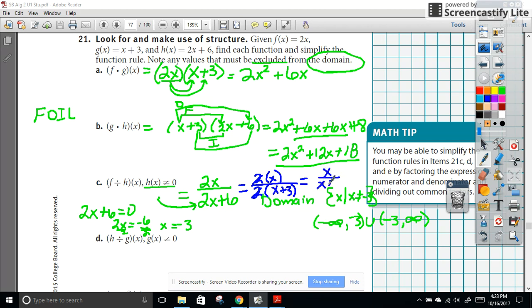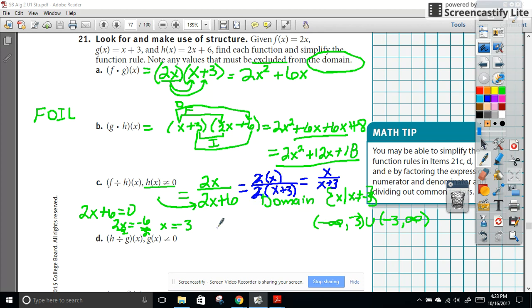But be careful, don't try to reduce that x with that x, because this is not an x on bottom, it's an x plus 3 on bottom. The only thing x plus 3 will cancel out with would be an x plus 3 on top. We don't have x plus 3 on top, we just have an x. So we've correctly simplified this one by factoring out that 2 and simplifying it.